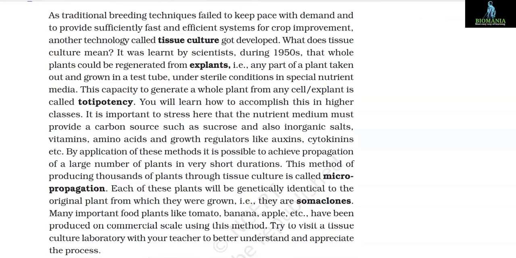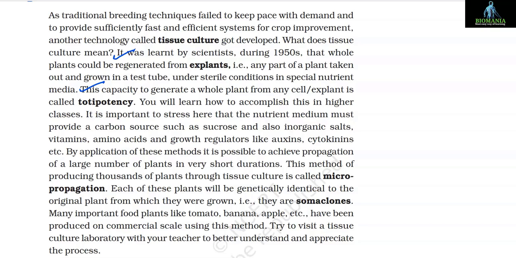9.4 Tissue culture. As traditional breeding techniques fail to keep pace with demand and to provide sufficiently fast and efficient systems for crop improvement, another technology called tissue culture got developed. What does tissue culture mean? It was learned by scientists during the 1950s that whole plants could be regenerated from explants. That is, any part of a plant taken out and grown in a test tube under sterile conditions in a special nutrient medium. This capacity to generate a whole plant from any cell or explant is called totipotency.